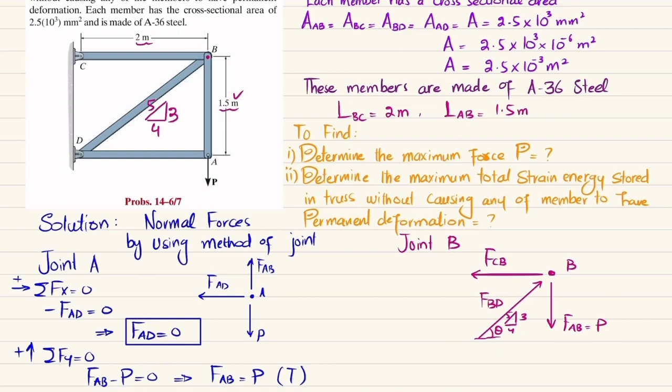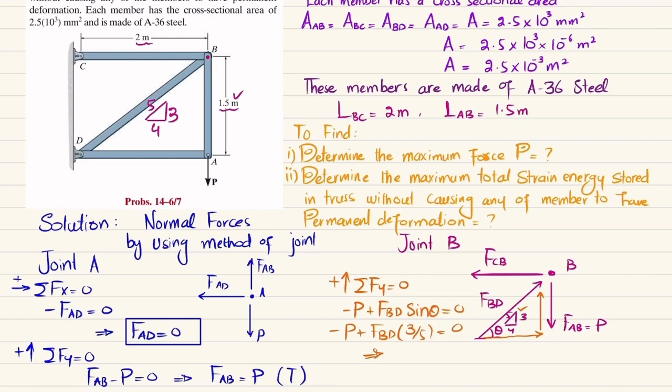So what will be the equation of equilibrium? The first equation of equilibrium is that the sum of all forces along the y direction must be equal to 0, and upward force is taken as positive. FAB, which is equal to P, is acting downward. So minus P plus this force, which will have two components. One is horizontal, and the other one is vertical. The vertical component will be equal to FBD sine theta. So minus P plus FBD sine theta, and sine theta is 3 over 5 if you look into this triangle, is equal to 0.